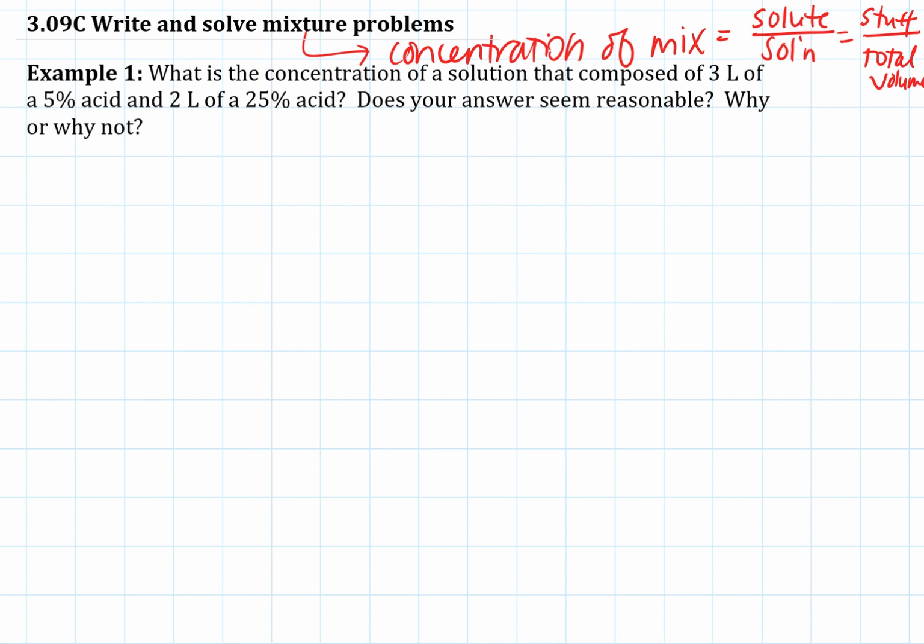What's the concentration of a solution composed of 3 liters of 5% acid? That means you have some pitcher. The volume is 3 liters, but only 5% of the stuff in here is acid, right? That would mean it's probably 95% water, mixed in with all the acid.